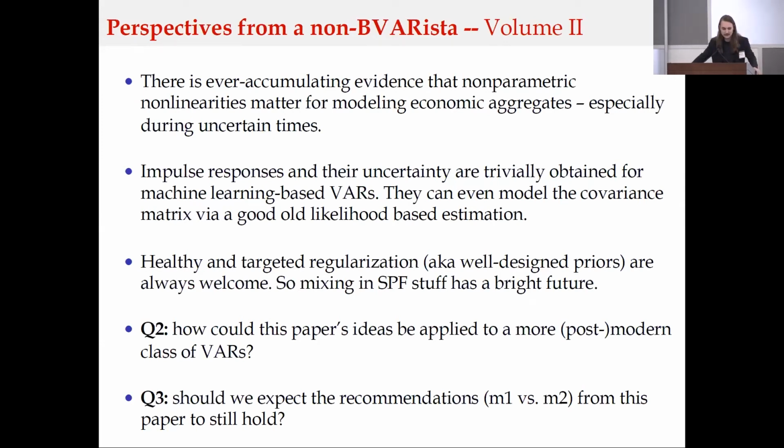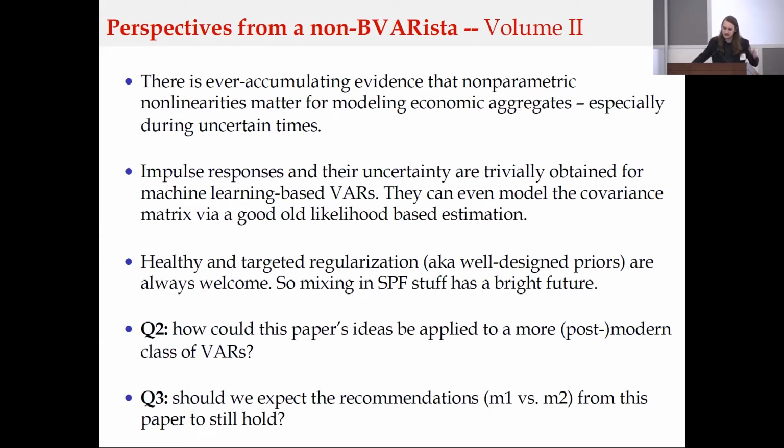And you can do that with traditional statistical methods. You can do that with fancy machine learning methods. And we can get their impulse responses. We can get their uncertainty. You can do good old-fashioned likelihood estimation. Why am I telling you all this?